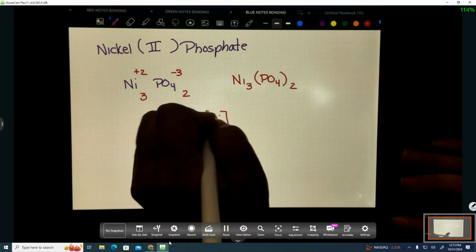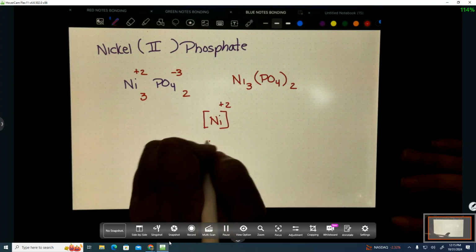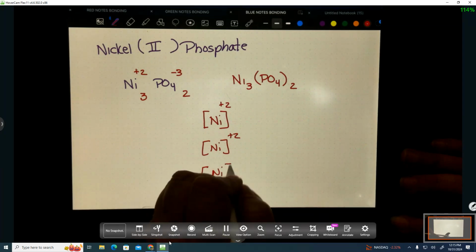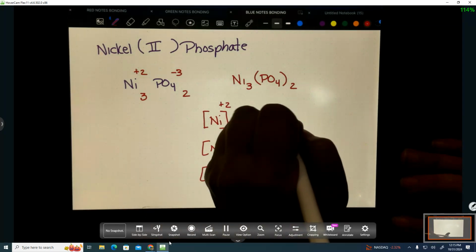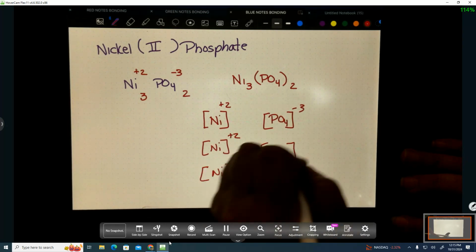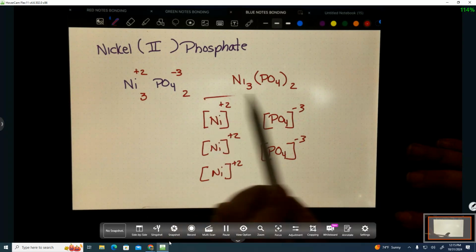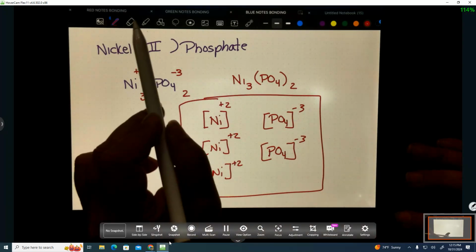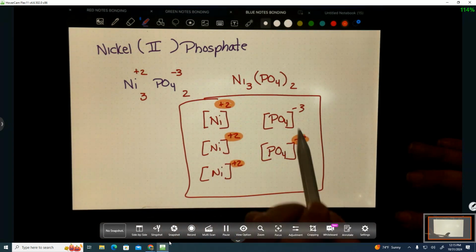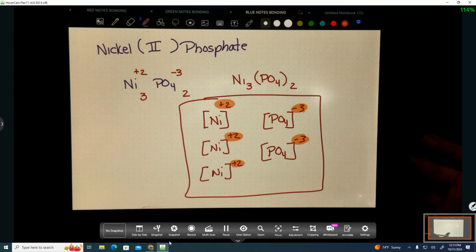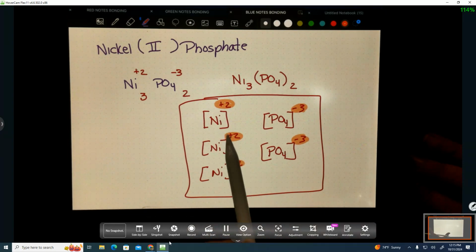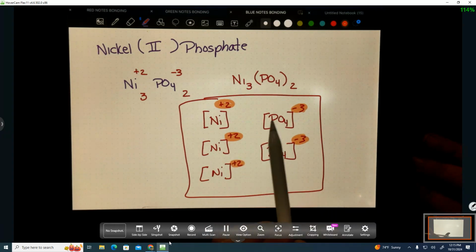It really looks like this. We got nickel with a +2 charge, another nickel with a +2 charge, and another nickel with a +2 charge. And we have a PO4 with a -3 charge, and another PO4 with a -3 charge. And so this is really what we're dealing with. You can see that the charges are all going to add up to 0. That's what that means. 3 nickels with a +2, 2 phosphates with a -3.